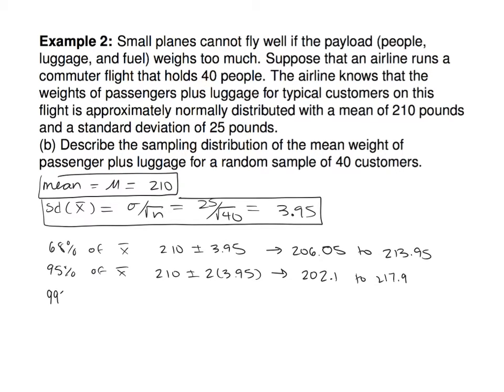And 99.7% of the time, X bar will fall within 210 plus or minus 3 times 3.95, which is 198.15 to 221.85.